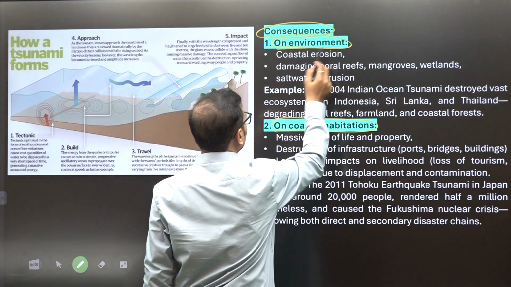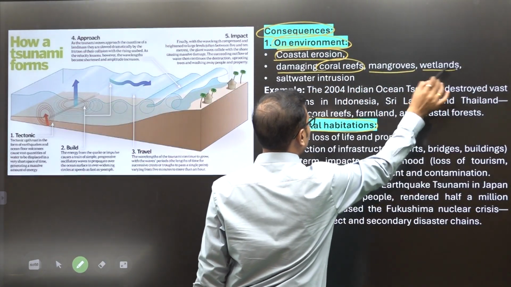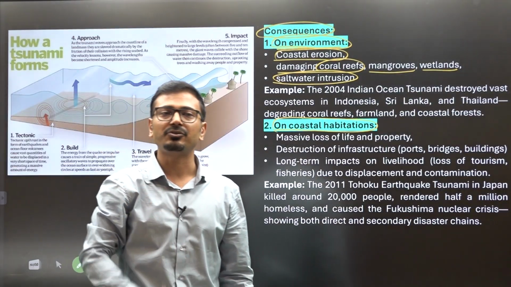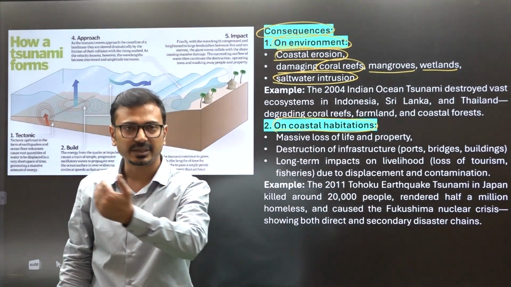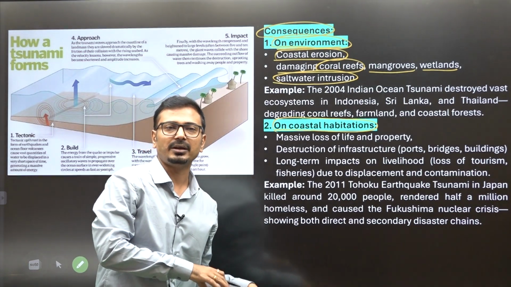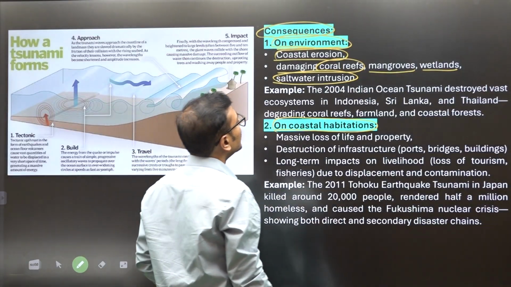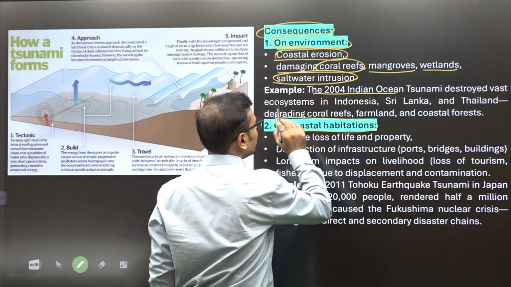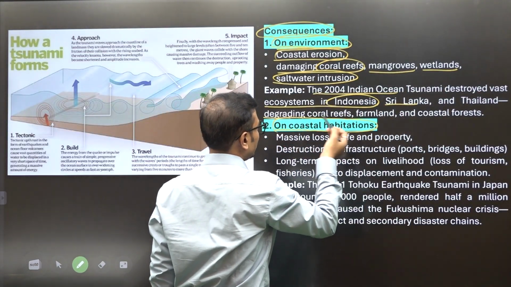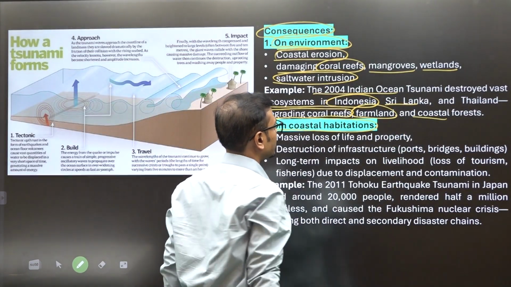So on environment, what will happen? It will result in coastal erosion, damaging the coral reefs, mangroves and wetlands, and saltwater intrusion into the groundwater, freshwater aquifers. There was a question in GS3 on disaster management, saltwater intrusion. So you can link this as a part of disaster management also. Now what happened in 2004? The Indian Ocean tsunami destroyed vast ecosystems in Indonesia, Sri Lanka, Thailand and even Andaman and Nicobar in India, degrading coral reefs, farmlands and coastal forests.